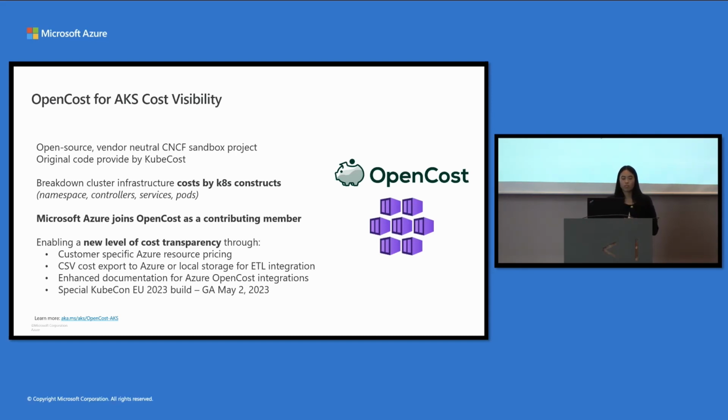We've also enabled a CSV cost export functionality, so you can port your cost allocation data into Azure storage, other cloud provider storage, or even local storage for long-term historical analysis. And you can pipe that into any existing data pipelines that your team might have in place today.